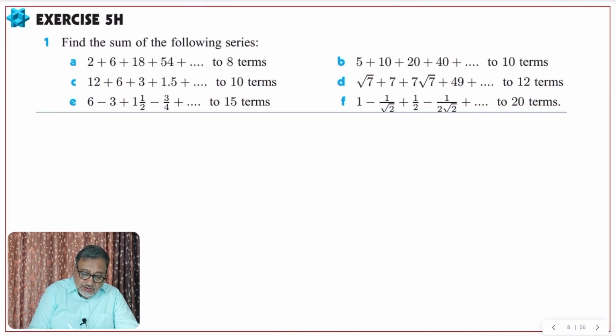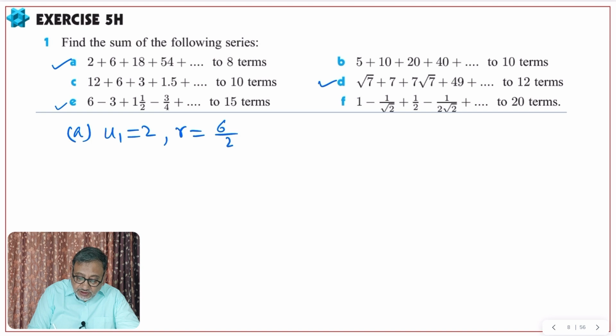We will do only a few of them. A we will do, then D we will do, and E we will do. Okay. So A, from this we have to find the sum, right? So let us write what is given to us. U1 is 2. R, because it is geometric, will be 6 by 2, which will be 3. Both the things are sufficient to find Sn. Now N is also given, N is 8 here. So therefore Sn will be S8.